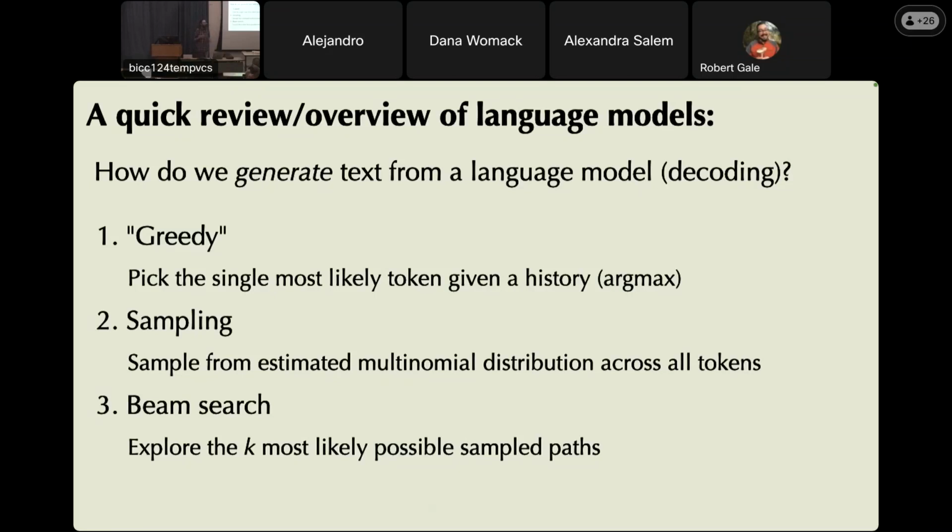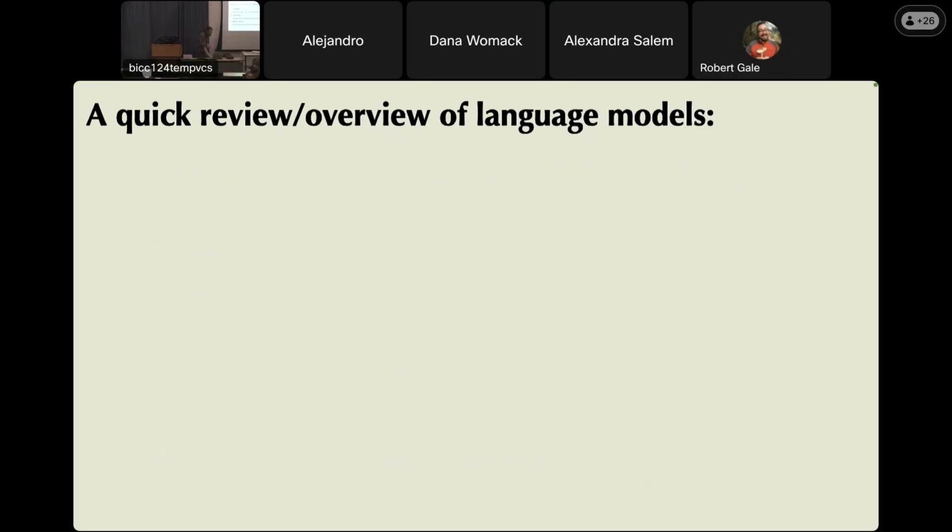There's not necessarily a right or wrong way to do it. They all have different trade-offs. Greedy decoding tends to give kind of boring, repetitive text. Sampling gives you unreliable text. So you get to pick. Okay.